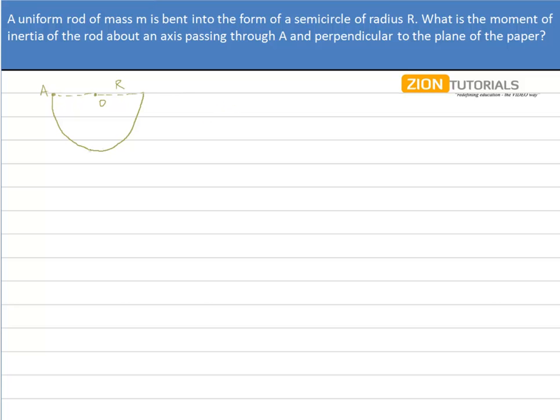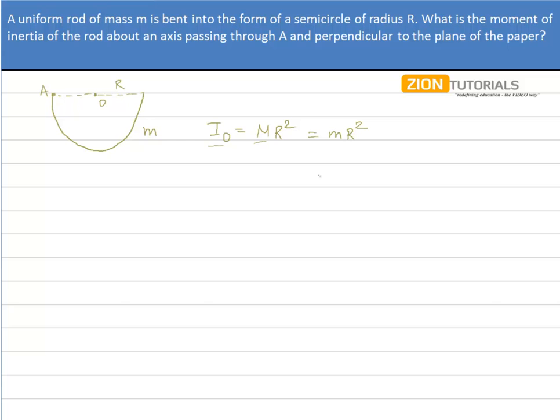We know that this has mass m and radius r, and it is a part of a circle. For ring-type structures, IO, about the center of the circle, is equal to mr square. Since this is a part of the circle, its moment of inertia about O will remain the same, which is mr square, where m is the mass, small m, times r square. IO is given to us.